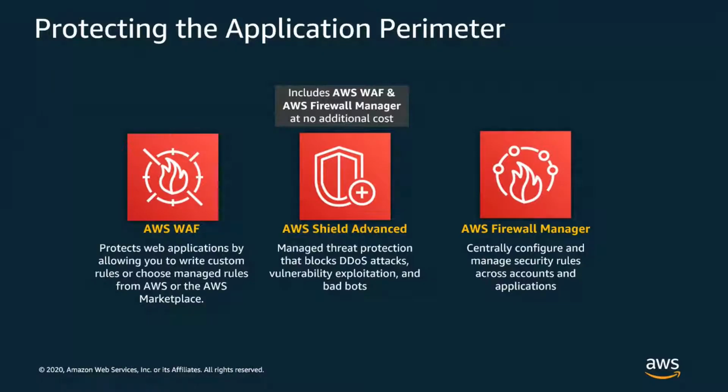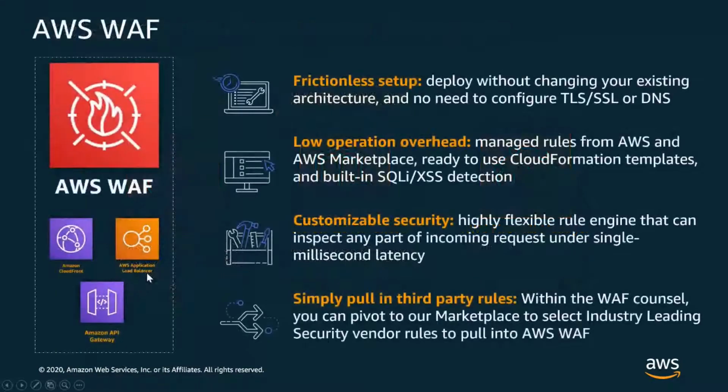So what are the services that AWS provides for protecting your perimeter? Basically AWS WAF, AWS Shield Advanced, and AWS Firewall Manager too. Today we're going to talk about AWS WAF and how it protects your web applications. In the next series, I will talk about how to use AWS Shield Advanced and AWS Firewall Manager. So what does AWS WAF do?